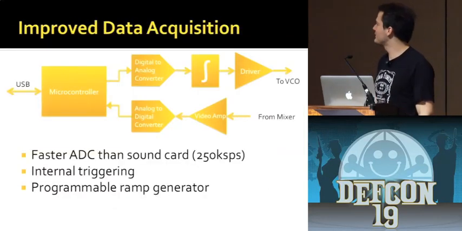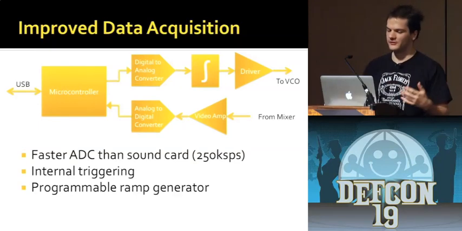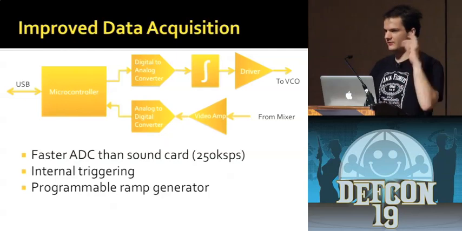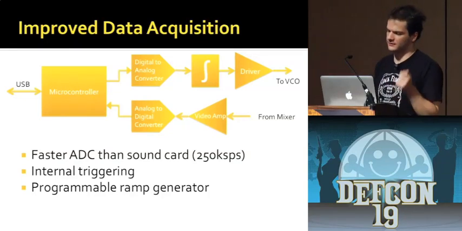Okay, so let's say we want to do a little bit more. We want to get a little more sophisticated than the sound card because there are some disadvantages there. It's hard to collect every chirp. It's hard to stay synchronized, and it's not as fast as we might like for sample rate.